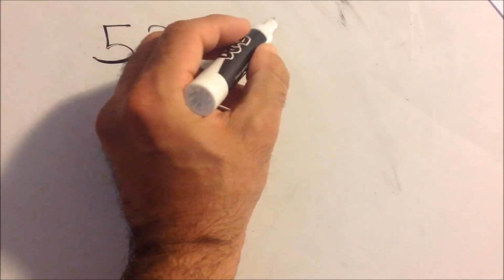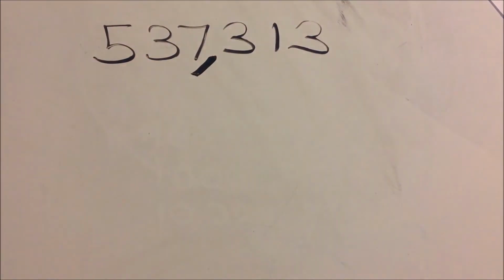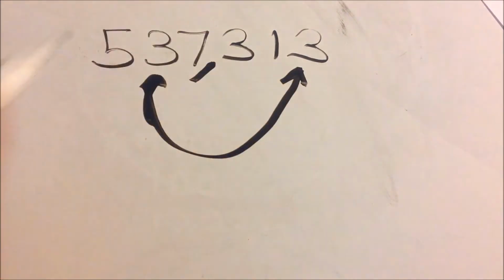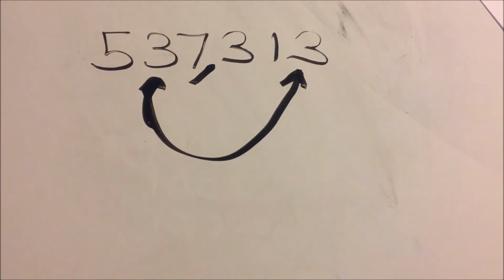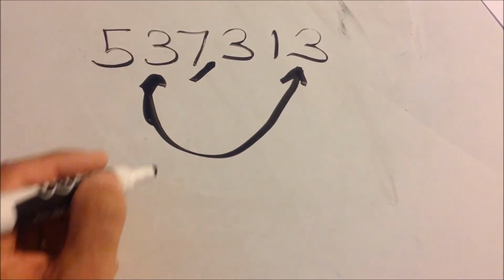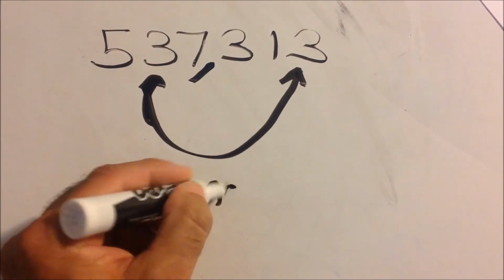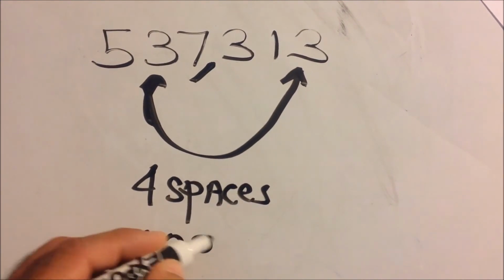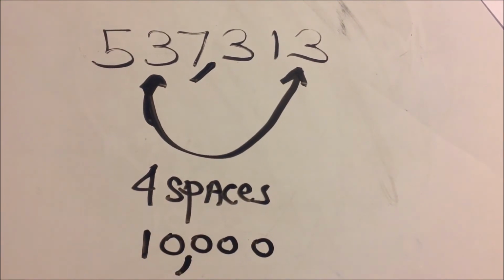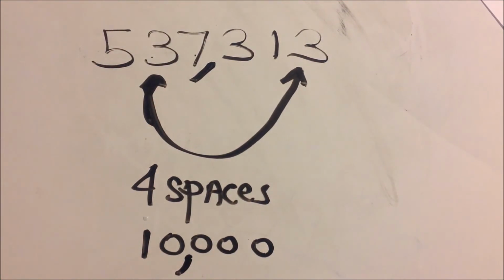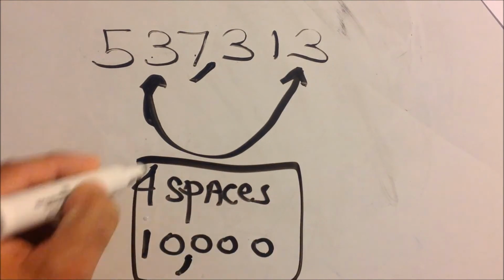So if I wrote a number here, and I asked you, how many times greater is this 3 than that 3? What do you think? We'll just count the spaces. 1, 2, 3, 4 spaces away. It's 4 spaces away. 4 spaces is 4 zeros. So put a 1 and 4 zeros. It's 10,000 times greater. Let's check. 10, 100, 1,000, 10,000. So count the spaces, and the spaces are the zeros.